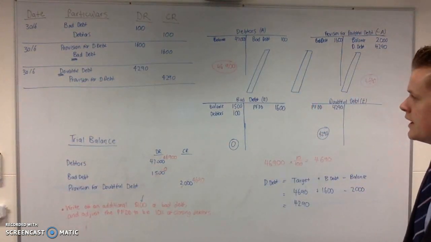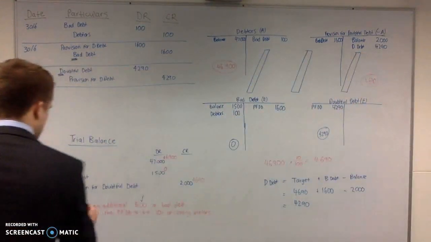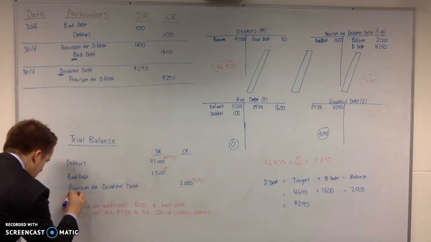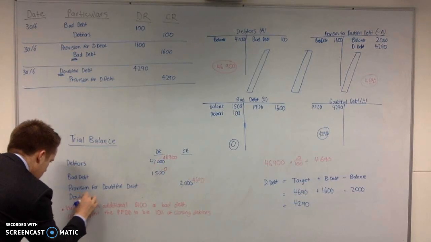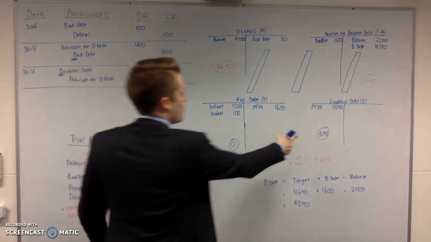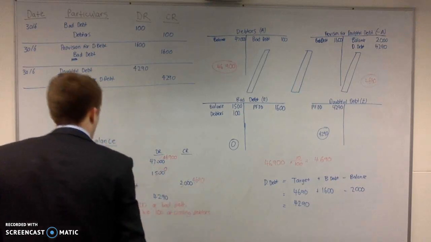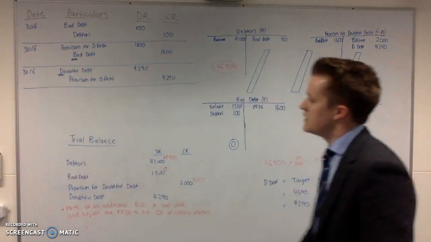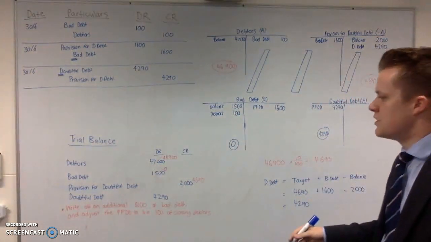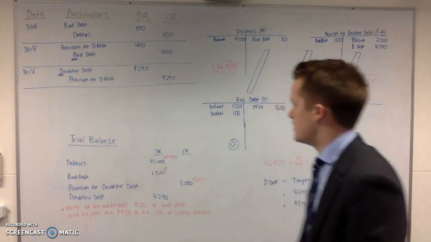We done? I don't think so. There's one more. Doubtful debt. So we need to add that account to our list. Doubtful debt. And our balance for that is 4,290 on the debit side. So that's all done. Now those figures are ready to go into the statements. So when you do your statements, you'll be ready to use these correct figures.